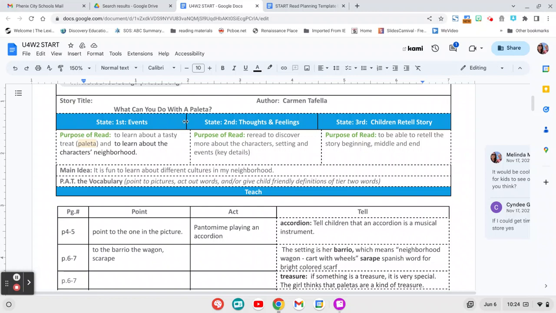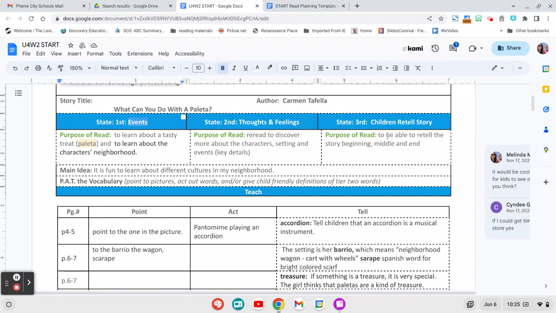But the first read, I'm going to focus on events because it does say it right here. And it says to learn a tasty treat, Polita, and to learn about the characters in the neighborhood. And then my second read, I'm focusing on the thoughts and the feelings. So the purpose of that read would be to reread to discover more about the characters, the setting, and the events, which are key details.